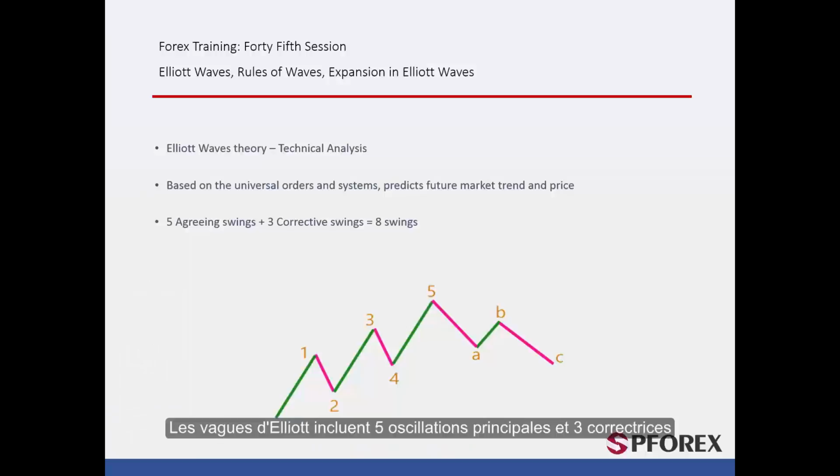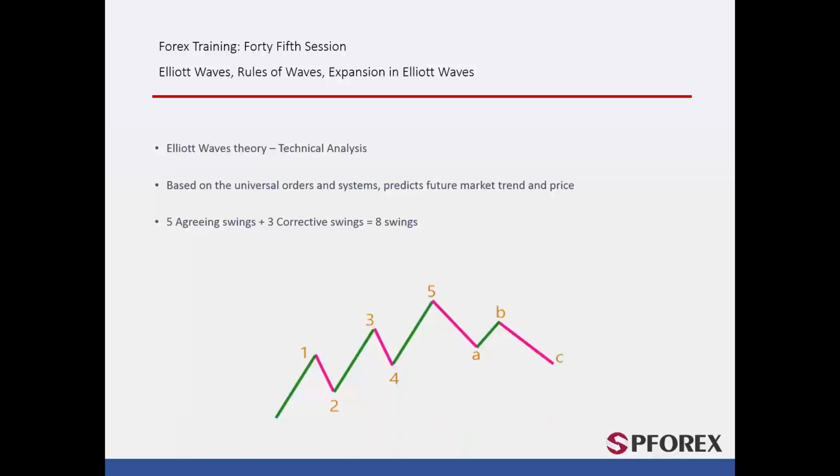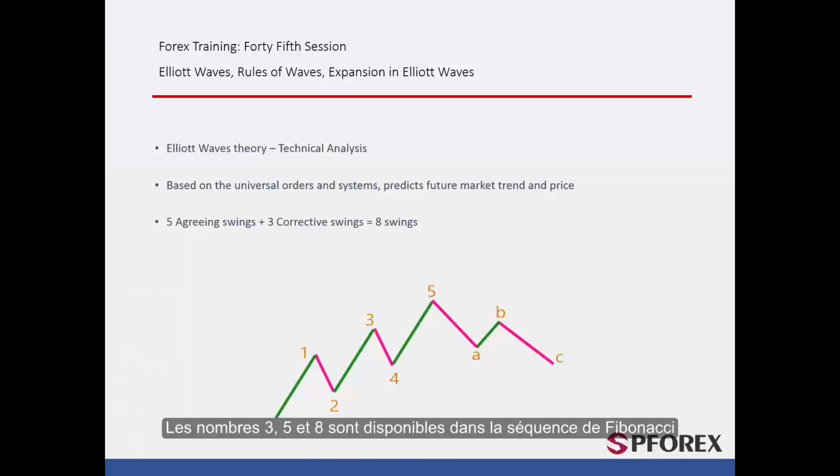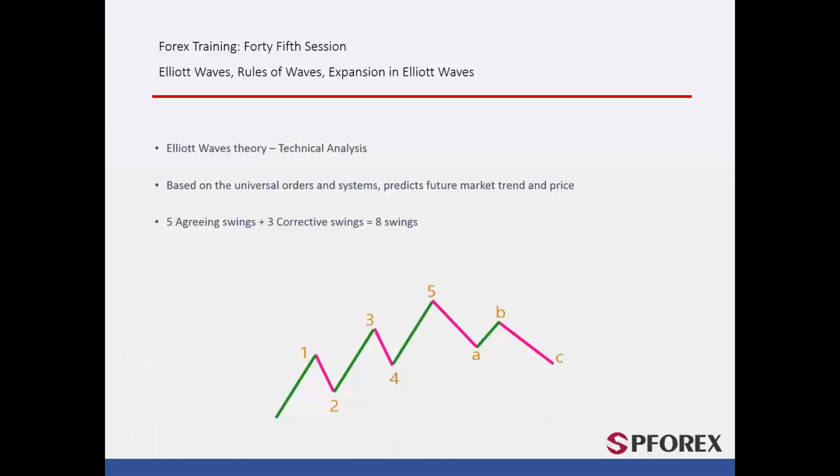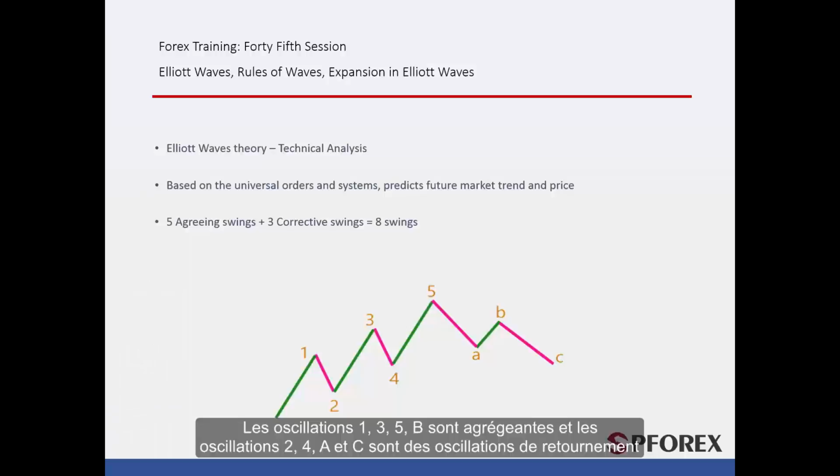Elliott waves include 5 major and 3 corrective swings. Numbers 3, 5 and 8 are in the Fibonacci sequence. The major swings are 1, 2, 3, 4, 5, while A, B and C are corrective swings, in which B has the same direction as the major trend. Numbers 1, 3 and 5 are the major swings with the same direction as the major trend, while numbers 2 and 4 are reversal major swings. Swings 1, 3, 5 and B are agreeing, and swings 2, 4, A and C are reversal.